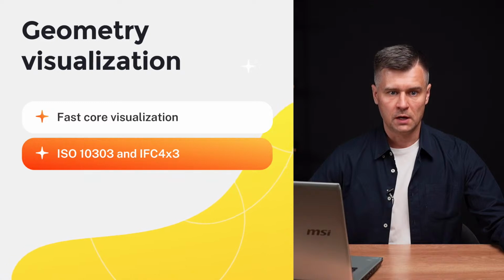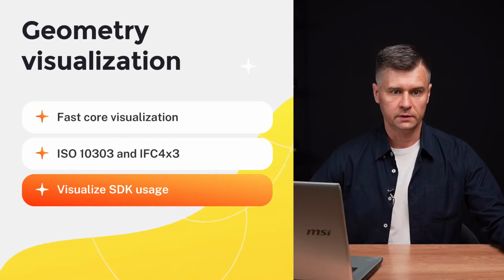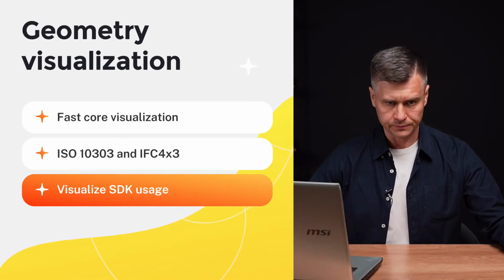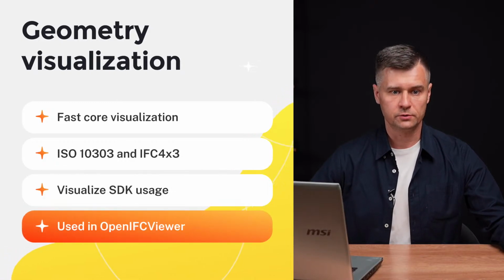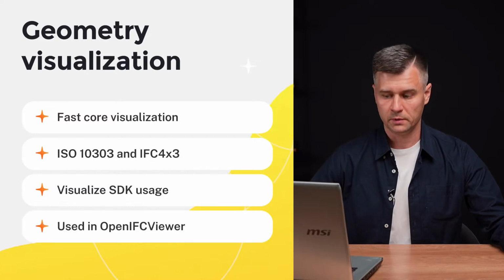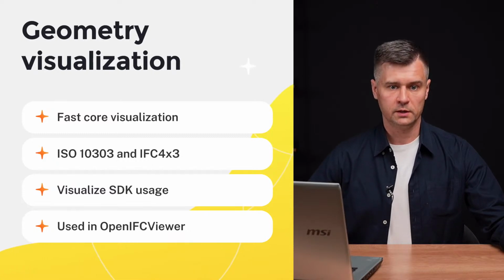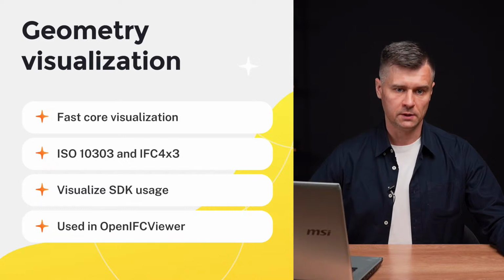As I've mentioned, to sum up, there is a fast core visualization that for IFC 4x3 is related to ISO 10303 and the usage of the Visualize toolkit. The latter approach, the visualization through Visualize toolkit, is used in our Open IFC Viewer. Most likely you're familiar with this, and we'll show you now a demo of Open IFC Viewer to illustrate how geometry visualization through Visualize toolkit is implemented there, in case you're not familiar.